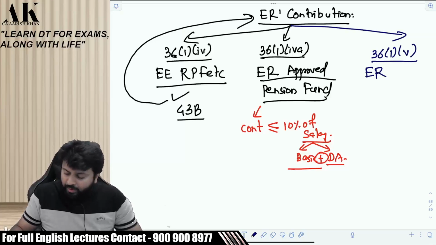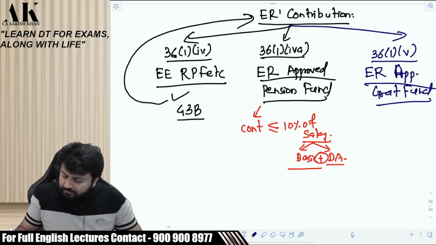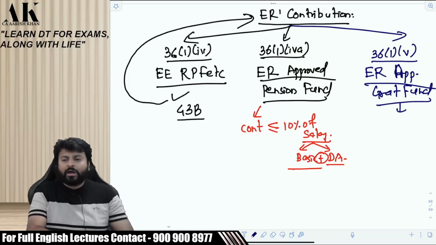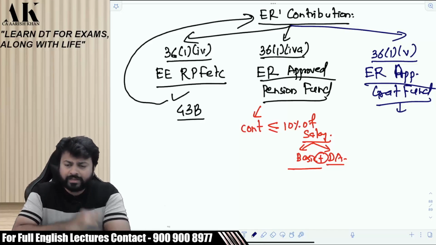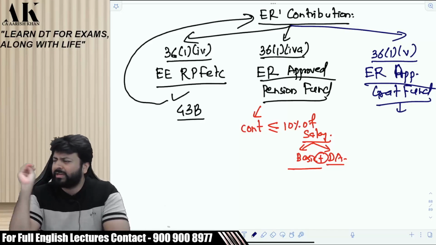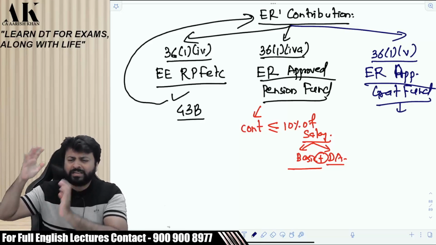Employer is giving contribution to whom? To an approved gratuity fund. Then also it is allowed as deduction. Employer is giving contribution to what? Approved gratuity fund. It can open a gratuity fund for the employee and then put some money in, so that when he retires, he gets some lump sum amount.